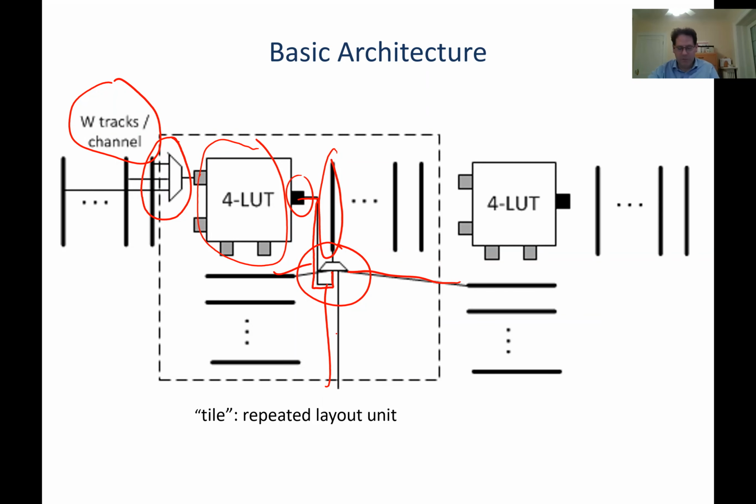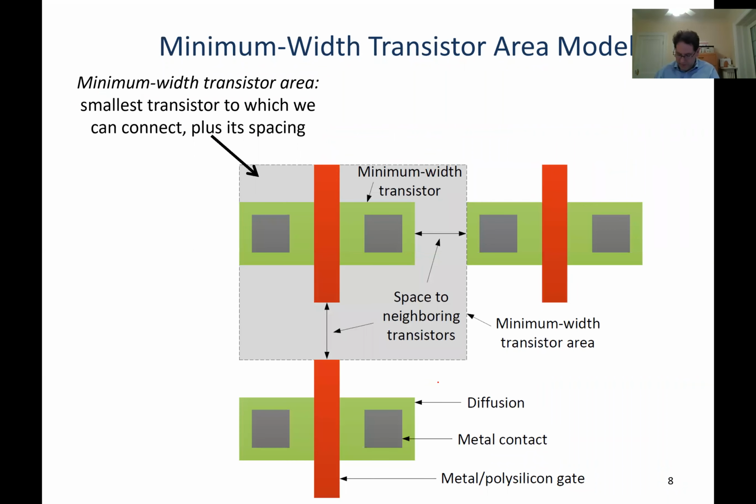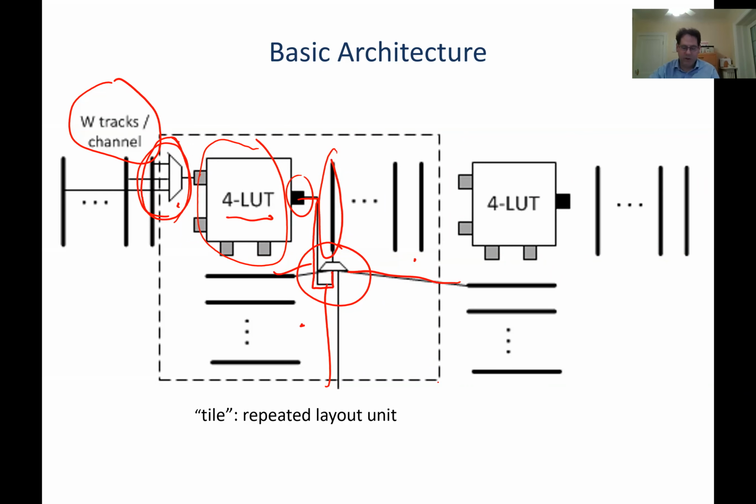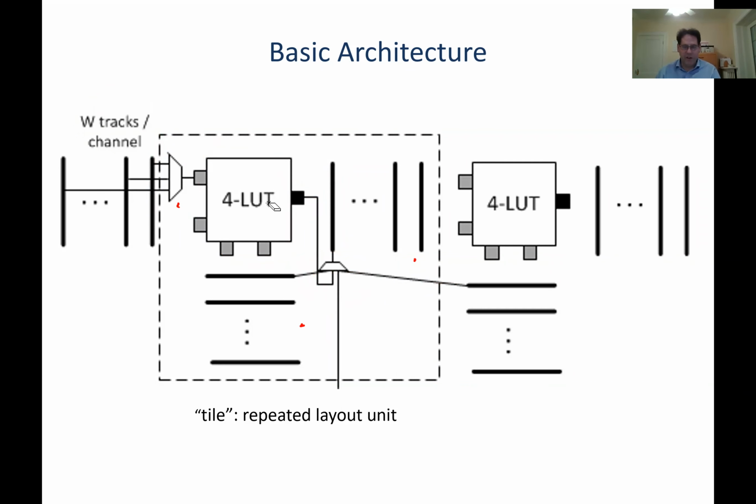And what I've drawn in a box here is the layout tile. If we lay out this 4-LUT, the muxes that allow us to connect to its inputs, and the routing channel to its right and below it, repeating that tile over and over again would produce the entire FPGA. So we can model the area of this FPGA just by figuring out what circuitry we have to build, and how much area it will take to make this basic tile.